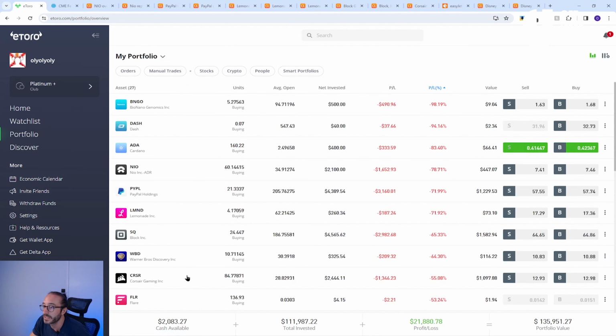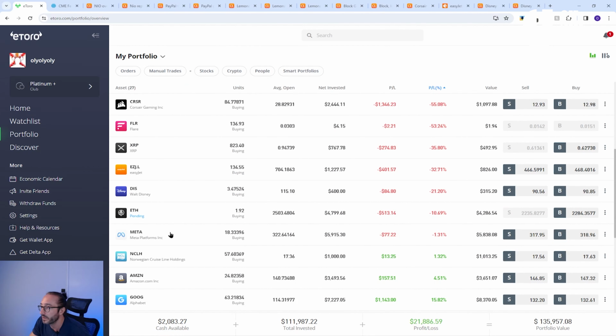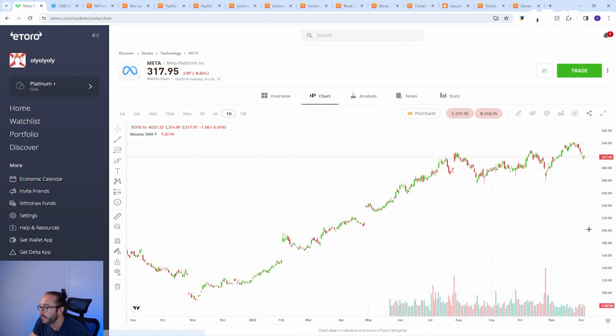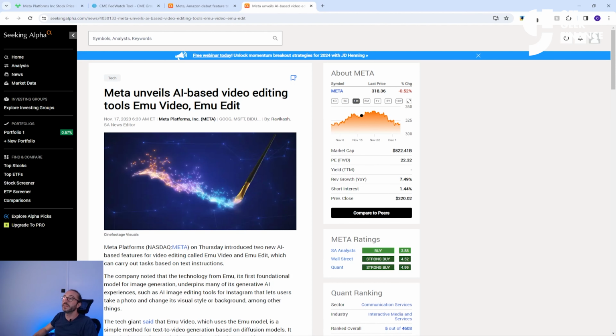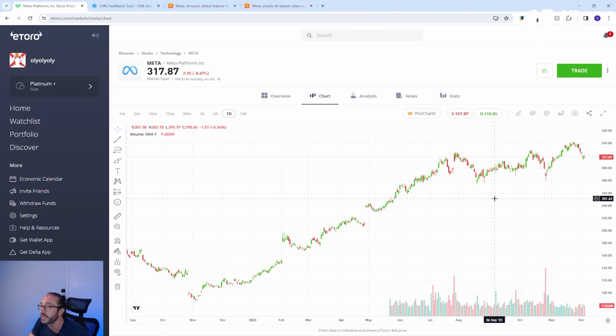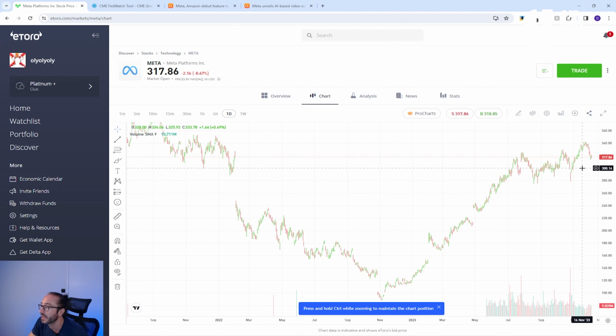Next on my portfolio update is Meta, and I'm down 1.31% on this. This was up for the month of November, but has started to come back down since. This month, Meta has rolled out a new feature that will allow users to link their Facebook and Instagram accounts to Amazon so that they can buy products directly from within the social media apps without having to leave them. Also this month, Meta introduced two new AI-based features for video editing called Emu Video and Emu Edit, which can carry out tasks based on text instructions. There's not been a huge deal of other news on Meta this month. As I've mentioned in previous videos, I am going to close this one out when I've made more profit on it.